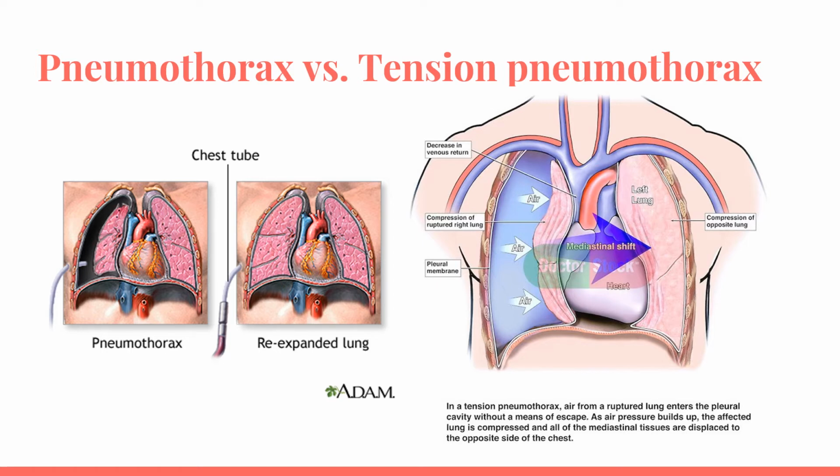So just a couple different pictures here. We have just a regular pneumothorax here on the left side. You can see where the chest tube is being placed right there, and then the lung being re-expanded. And on the other picture, you can see the tension pneumothorax. So basically the affected side has the buildup of pressure, and then it pushes on the unaffected side, which then can compromise your cardiac output. So a tension pneumothorax can definitely be an emergent situation.